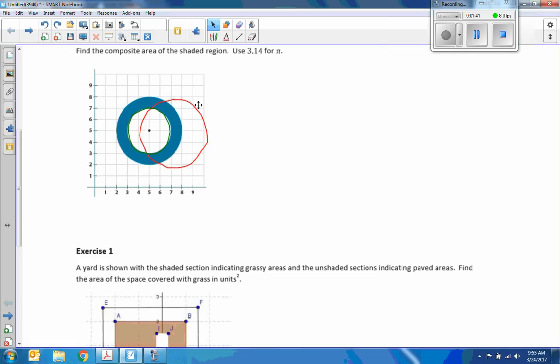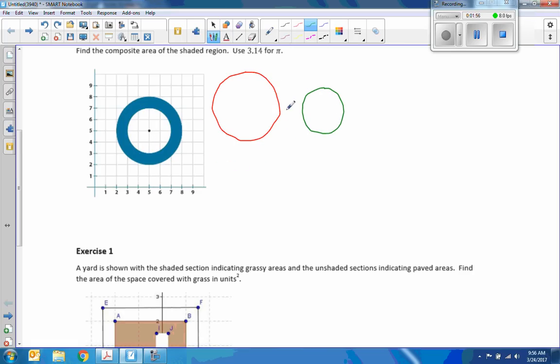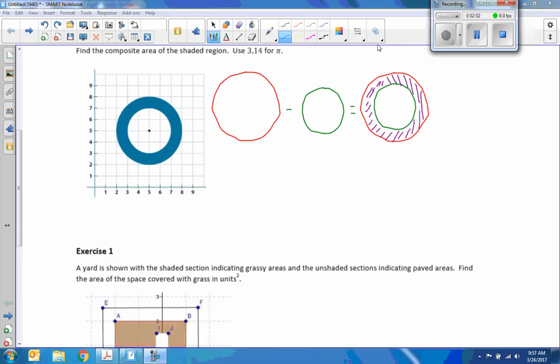So this is a composite. If I found the area of the entire circle, I'm also finding the area of this centerpiece, but there isn't any shaded region there. So what I would need to do is take the area of the bigger circle and subtract the area of the smaller circle, and that would equal the area in between, and that's what we're doing, okay?